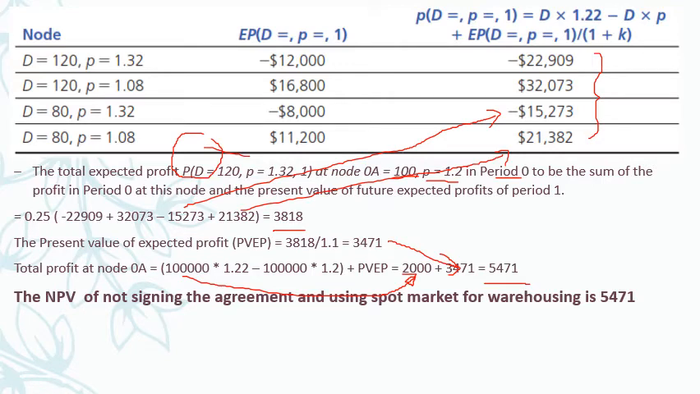That is the total net present value for not signing the agreement and using the spot market as and when the need arises. I am not going to book anything in advance. Then I end up with a profit of 5471. That is the answer for the first option.